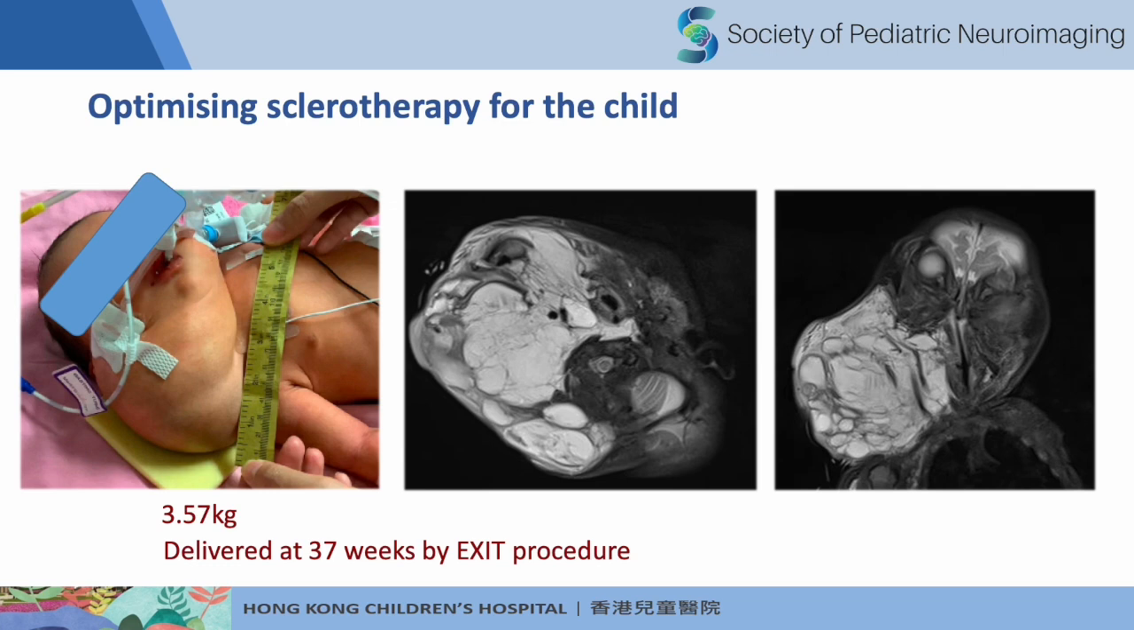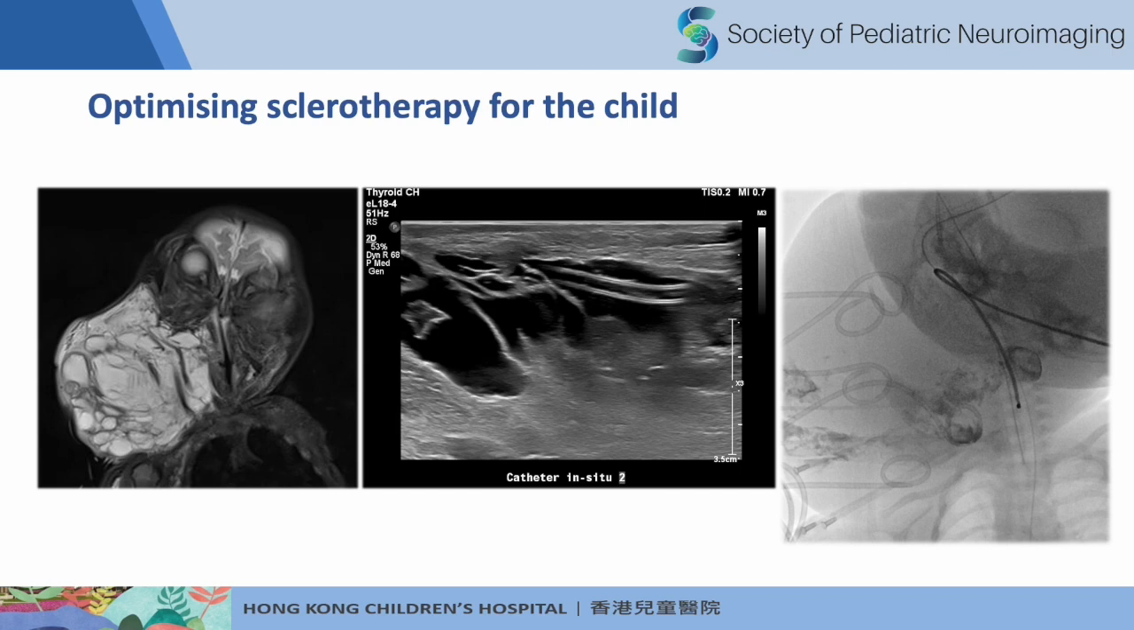And in this case of macrocystic lymphatic malformation, this is a 3.6 kilo patient delivered at 37 weeks by EXIT procedure. You can see how extensive that lymphatic malformation is. For this lymphatic malformation, the key is to treat the areas that are closest to the airway first, and drain those and sclerose those so that the airway can be restored and the child can be extubated as soon as possible. So you probably need a lot of catheters to go into the different spaces depending on the intercommunication of the lymphatic malformations.